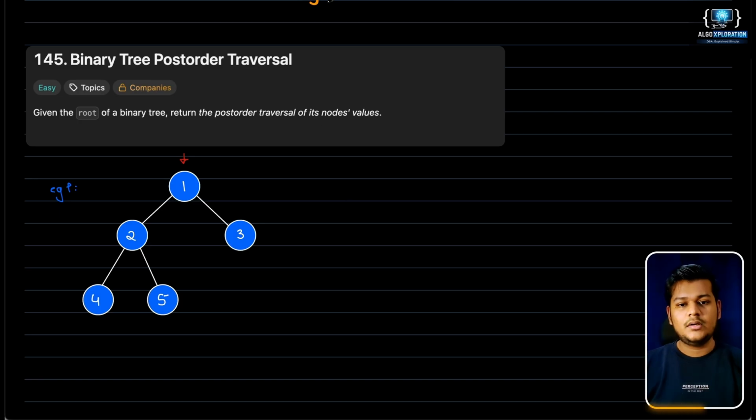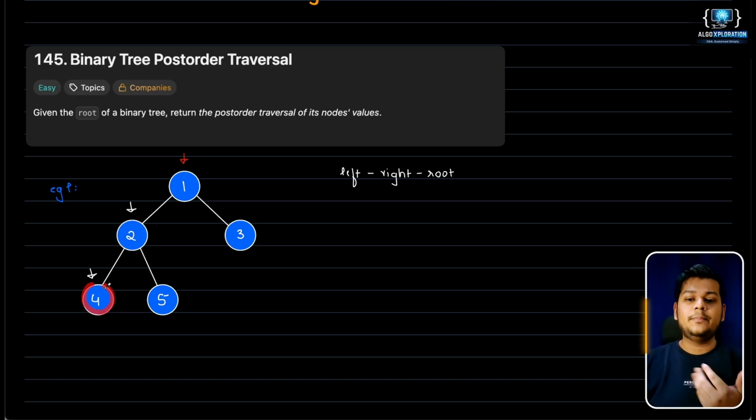So the flow will be like this. Process the left child, then right child, and then root. Now, if I'm standing at 1, 1 is acting as a parent, right? It has two children, 2 and 3. So we'll go to 2 first. Now I'm standing over here. 2 is also acting as a parent, right, of 4 and 5. So I'll again go for 4. Now, while standing at 4, I can see that 4 does not have any children, right? So it is a leaf node. So I'll print it.